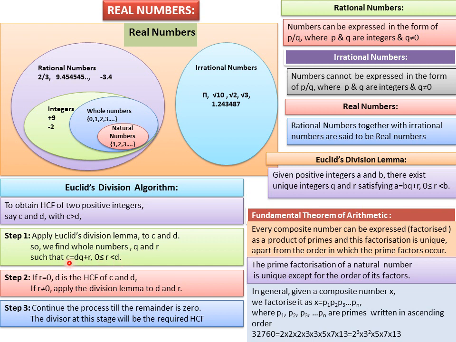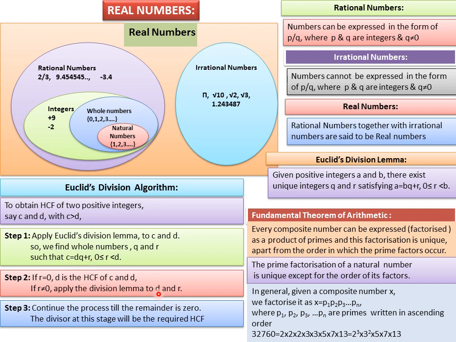So here c is the dividend, d is the divisor, q is the quotient and r is the remainder. If r is equal to 0, then the divisor d is the HCF of c and d. But if the remainder is not equal to 0, then again we have to apply the division lemma to d and r.